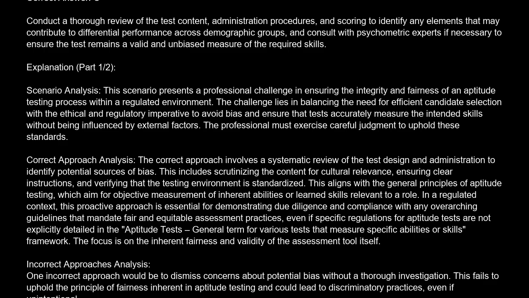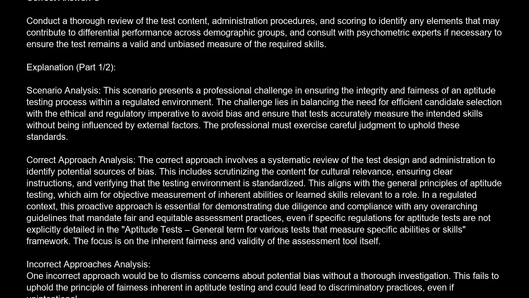Explanation. Scenario analysis. This scenario presents a professional challenge in ensuring the integrity and fairness of an aptitude testing process within a regulated environment. The challenge lies in balancing the need for efficient candidate selection with the ethical and regulatory imperative to avoid bias and ensure that tests accurately measure the intended skills without being influenced by external factors. The professional must exercise careful judgment to uphold these standards.